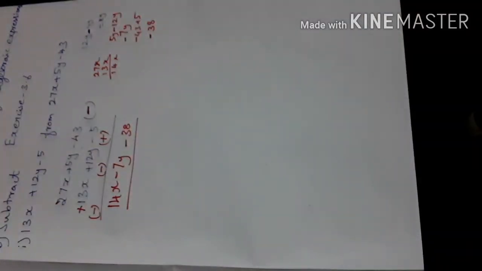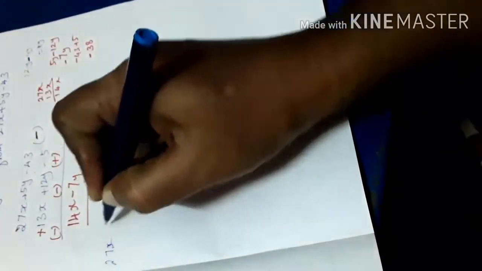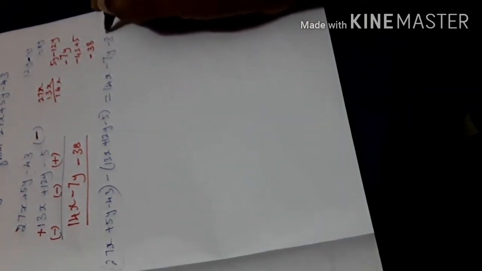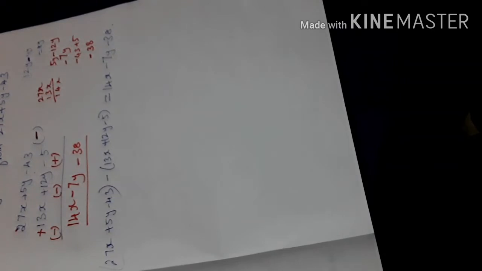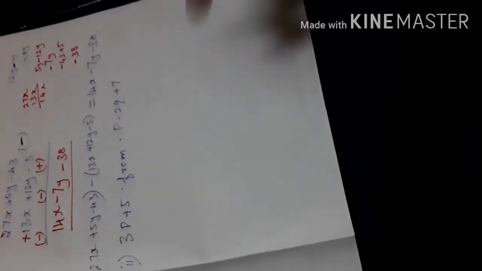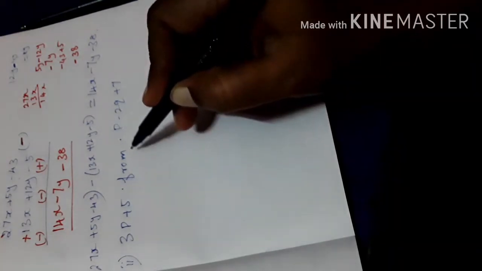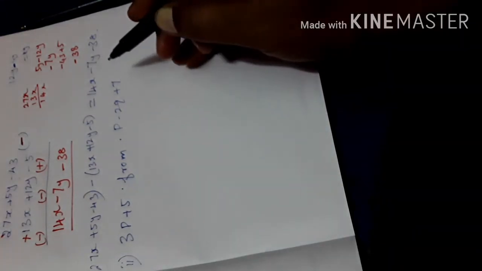So we have to subtract 27x plus 5y minus 43 minus 13x plus 12y minus 5, and the answer is 14x minus 7y minus 38. This is our answer. Second question: 3p plus 5 we have to subtract from p minus 2q plus 7.